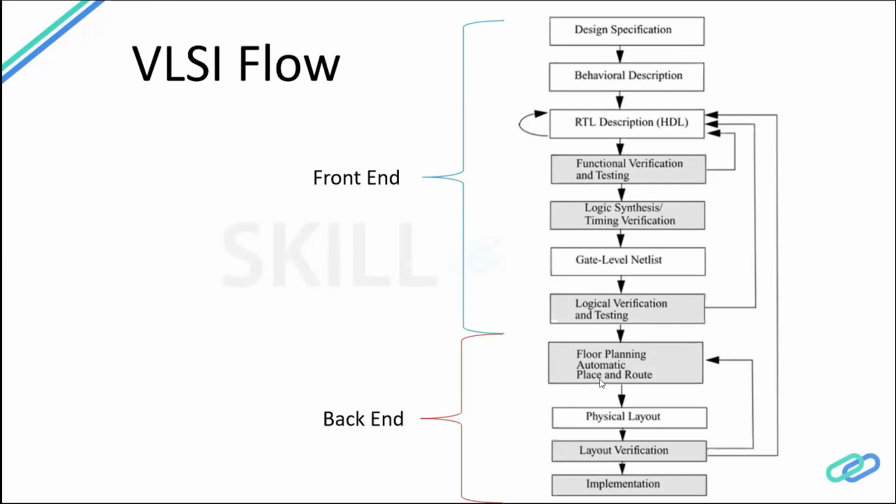Then once we place them, we connect everything. Then we do the physical layout and check layout verification. So we are comparing the output of all the steps we verify. Then we do some standard timing checks here also. Then we implement it. So this is the basic front end.